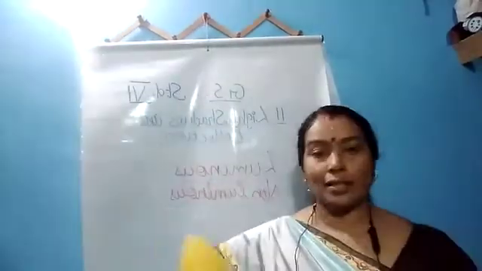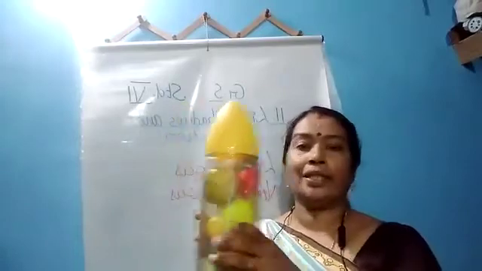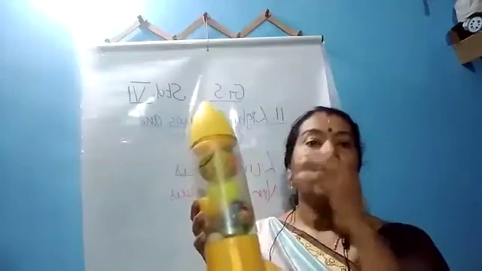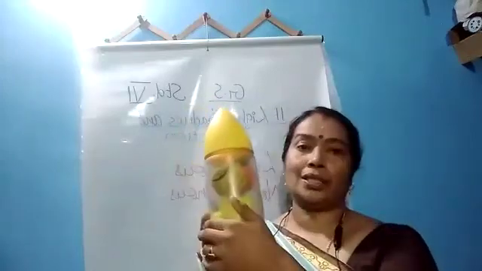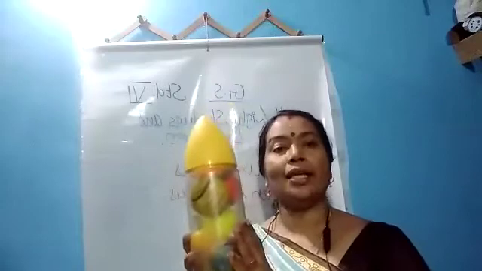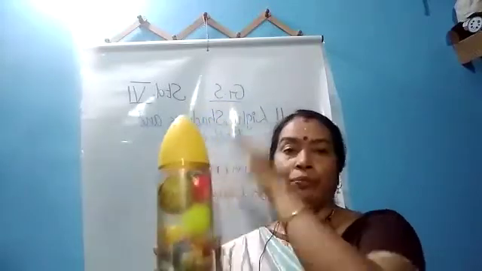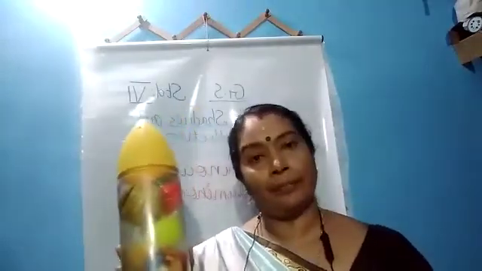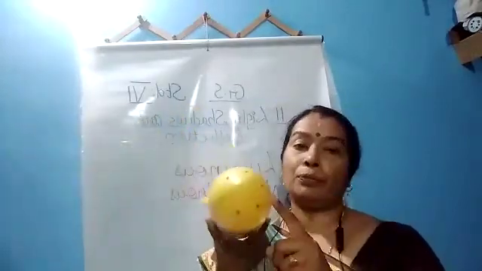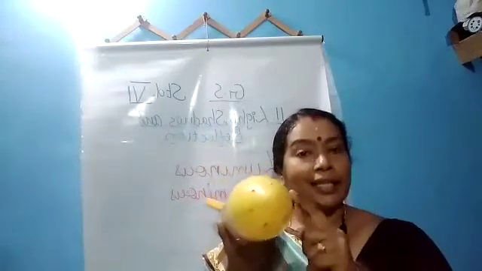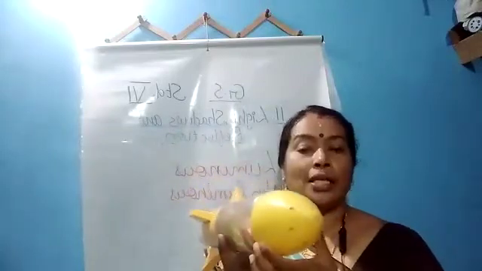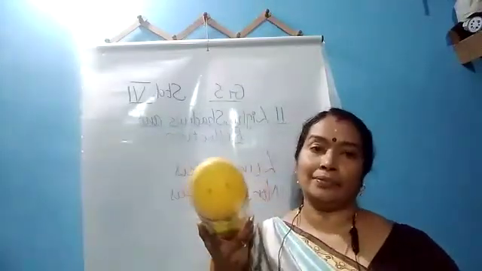Do you think why? Because this part is made of plastic that allows the light to pass through it. So we can see what is behind it, and the inside things we can see clearly. But this part is also made of plastic, but it doesn't allow the light to pass through it. So we can't see the things clearly.